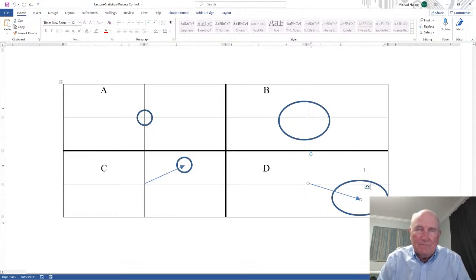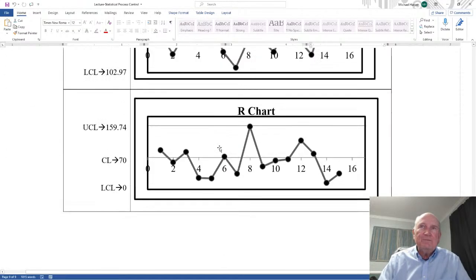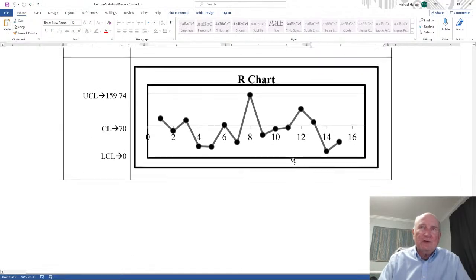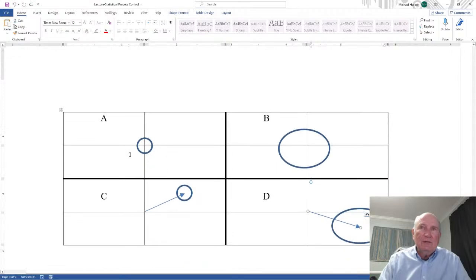Okay, and so when you see the M and R charts in control and out of control, when the M chart is in control, you're right here on A and B. When the M chart is out of control, you're C and D. And you look for those kinds of methods of assignable cause.